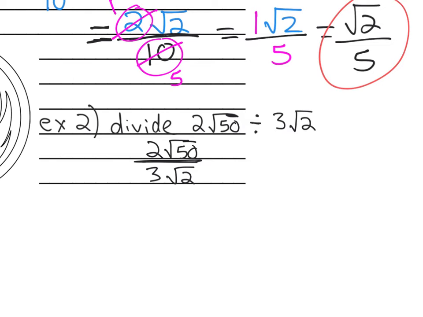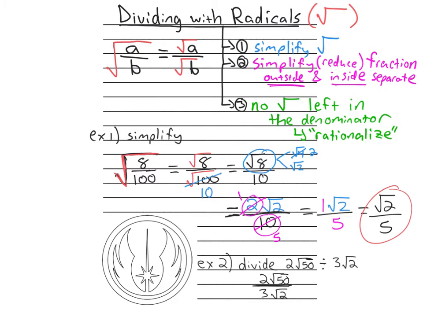But remember our property, if I zoom back out really quick. Oh yeah, right? Our property up here where we could take the radical and split it up, we could also put it over one big radical, right? I could take these two radicals and put them over one huge radical and simplify the fraction on the inside that way. So let me go back and zoom into that.